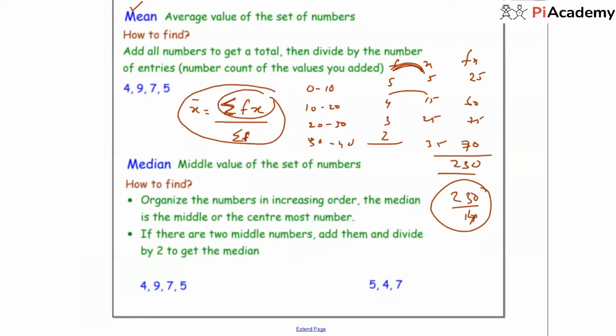For example, if the number of entries is even, if you have 2 middle numbers, then you will find the average of those 2 middle numbers. For example, here you have 4, 9, 7, 5. First you arrange the data in increasing order: 4, 5, 7, 9. So you have 2 middle terms, 5 and 7. So you will find the average of these. 5 plus 7 divided by 2, 12 divided by 2 is 6. So the median is 6, understand that. Okay, so now what is the median here, guys?